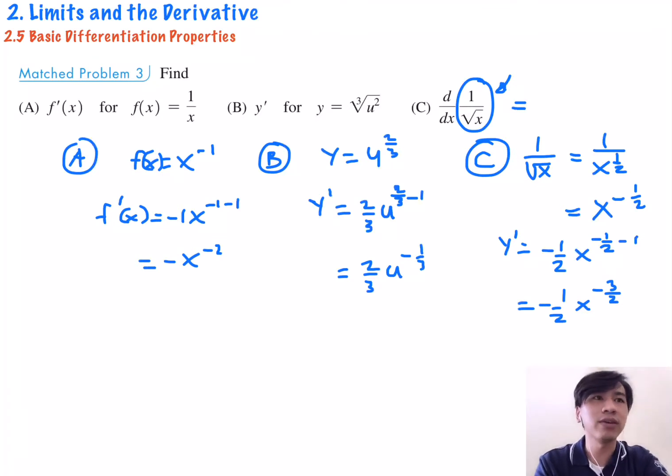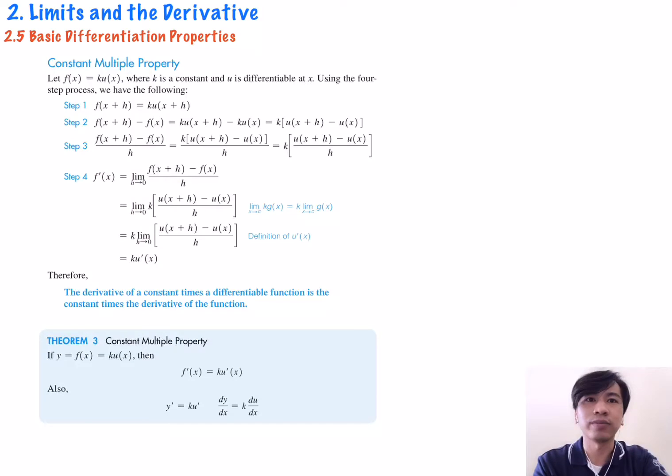Okay, now let's have the third theorem. This is the constant multiple property, which is when you have a constant like 2 times x to the power of 3, then what will happen? The constant will stay the same. Okay, the proof is over here. It's all in your textbook also.